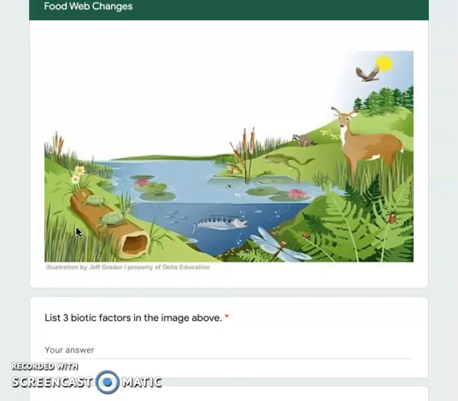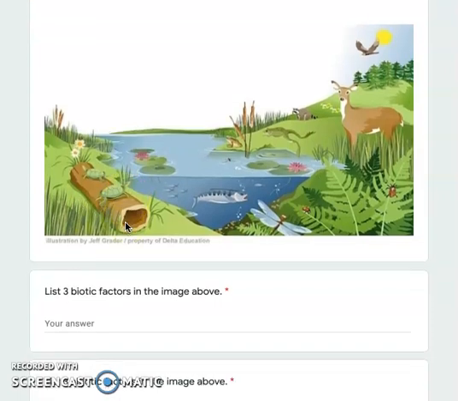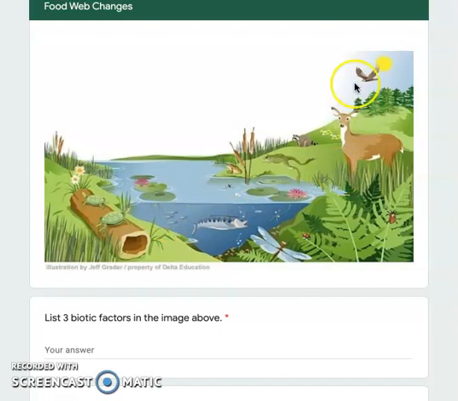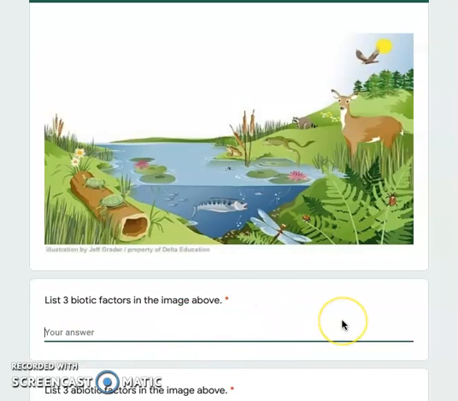Now, I'm not going to tell you which ones, but I am going to give you a hint. Remember, biotic factors are all the living things in an ecosystem. So examples could be plants, trees, animals. Make sure that you're specific when you're listing out those 3 here.